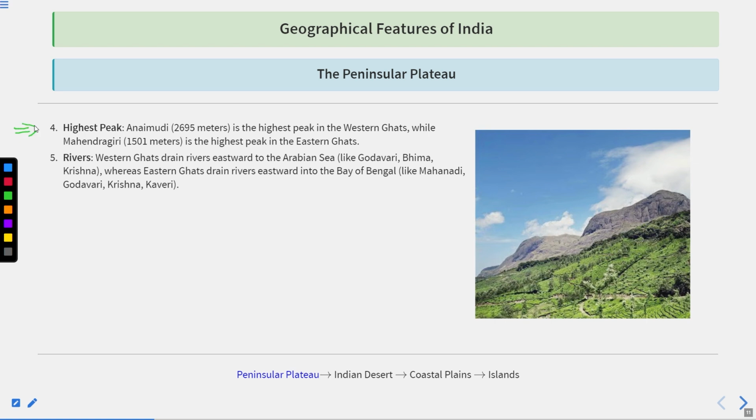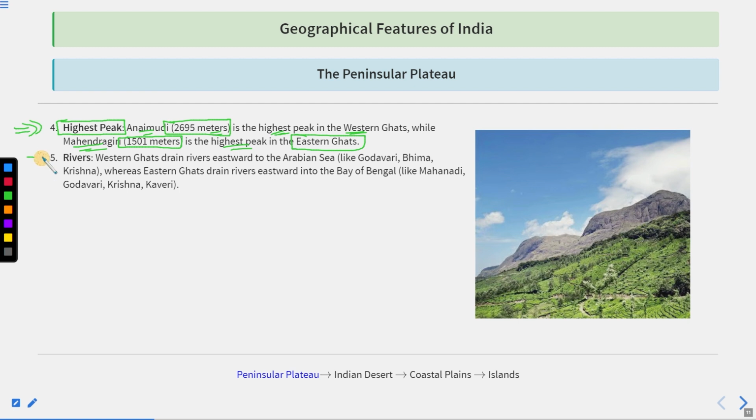Thereafter, if we talk about the highest peak, Anaimudi, that is 2695 meters in height. This is the highest peak in the Western Ghats. While Mahendragiri is at a height of 1501 meters. This is the highest peak in the Eastern Ghats.